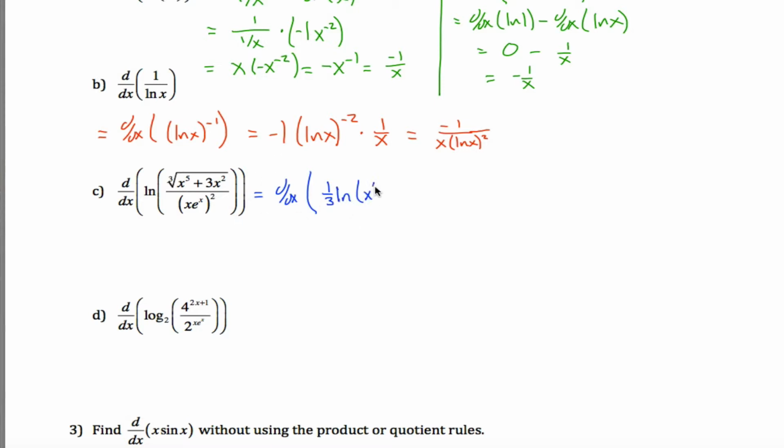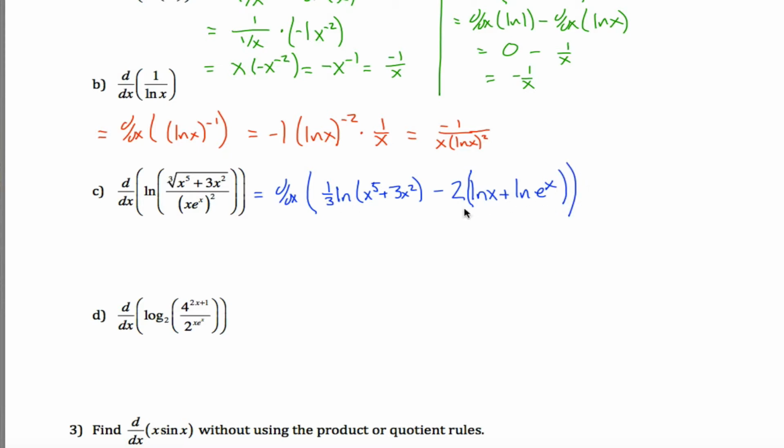x to the 5th power plus 3x squared, minus 2 times the natural log, how about 2 parentheses, natural log of x plus natural log of e to the x.